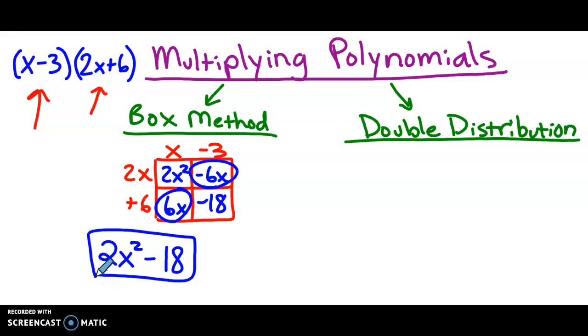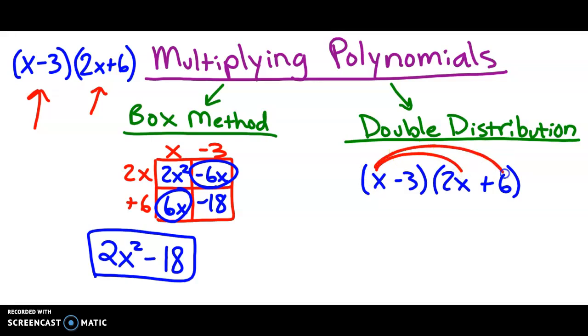Okay. Now, if we were doing double distribution, what we would do is we have our two binomials, x minus 3 and 2x plus 6. And what we would do is take the first term and distribute it to both terms in the second set of parentheses. So x times 2x is 2x squared. x times 6 is 6x.